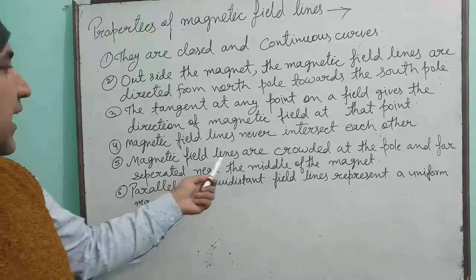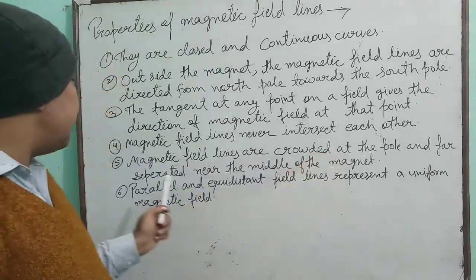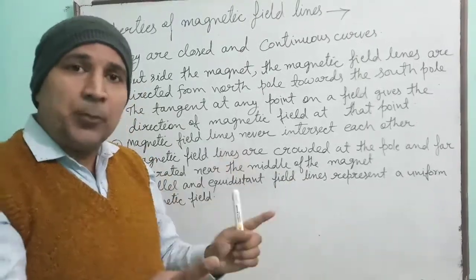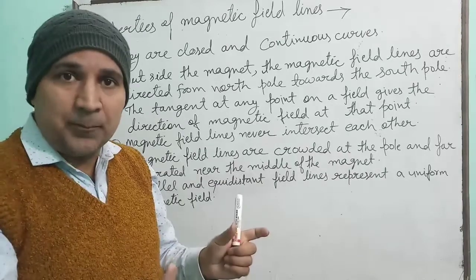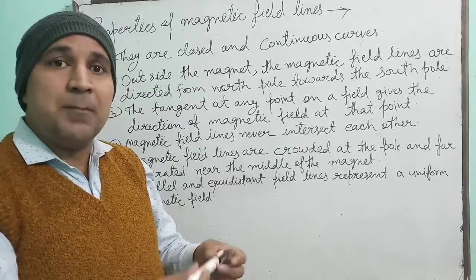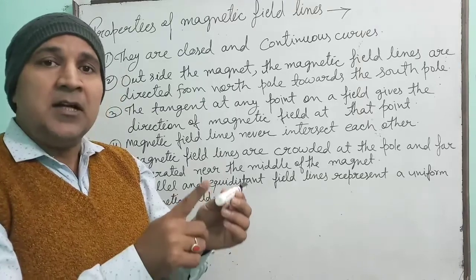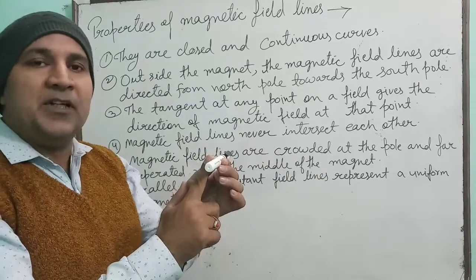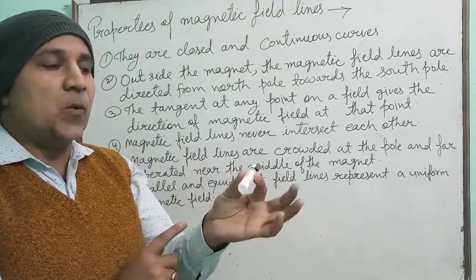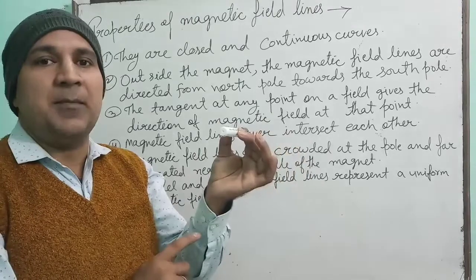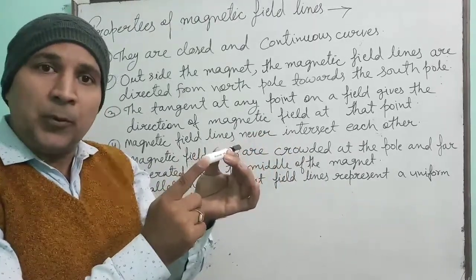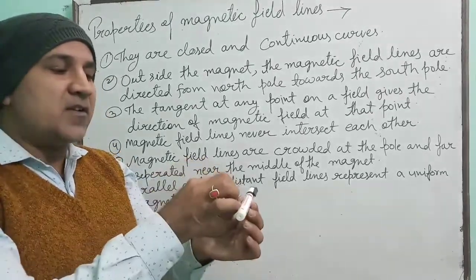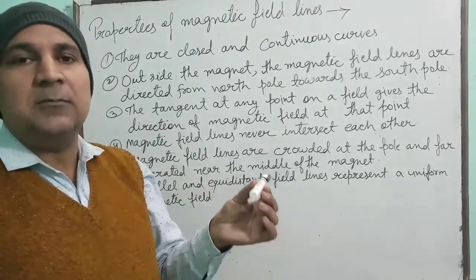And magnetic field lines are crowded at the pole and far separated near the middle of the magnet. The reason is that at the pole, the magnetism is maximum. The magnetic force of a magnet is maximum at the pole, and it is reduced when we move from pole to middle. That means magnetic force is minimum at the midpoint of the magnet and maximum at the pole. That is why magnetic field lines are crowded at the ends and far separated in the middle of the magnet.